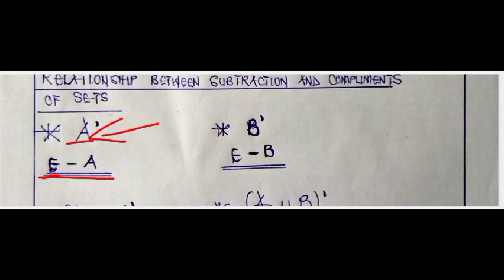What if we say B complement? If we say B complement, it means all the elements in the universal set, and then we remove those that belong to B. I hope this makes sense because you need to commit such information to memory. We move on to the next part.